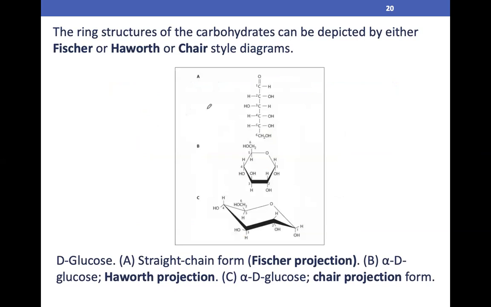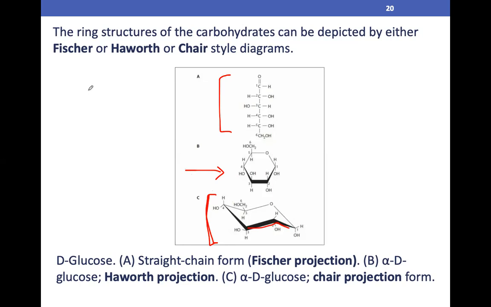Okay, I don't think this part's that important. It just tells you that there are different ways that we can draw things. We can either have the Fischer projection, which is the straight one. You can have a Haworth projection, which is a form of a ring one. And then this really complicated one, which is a chair one, which I hope they don't give you on the exam. But I think you should just be able to recognize at least that when I have all these weird bends, that's a chair projection.